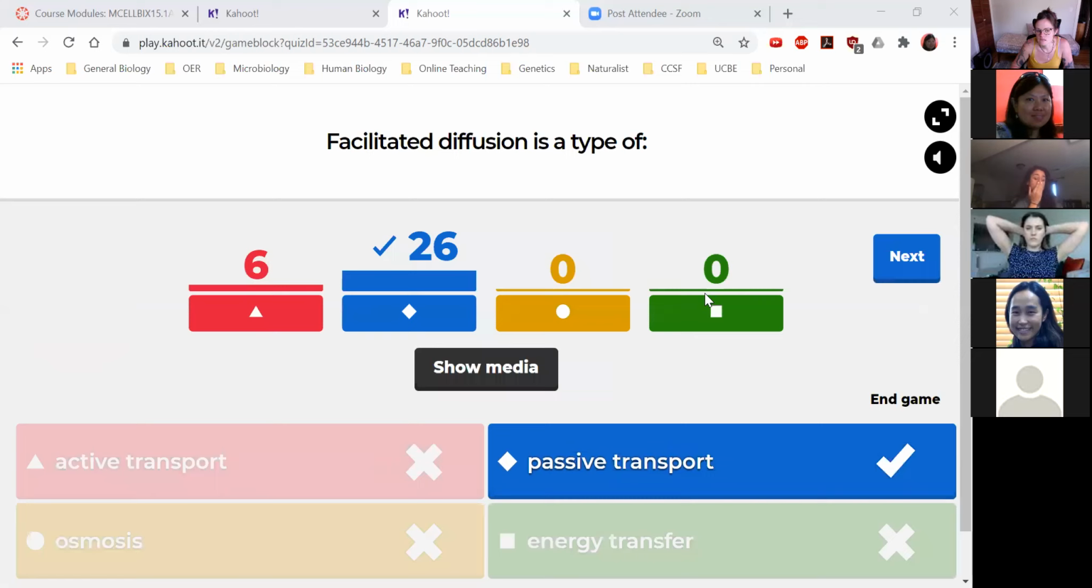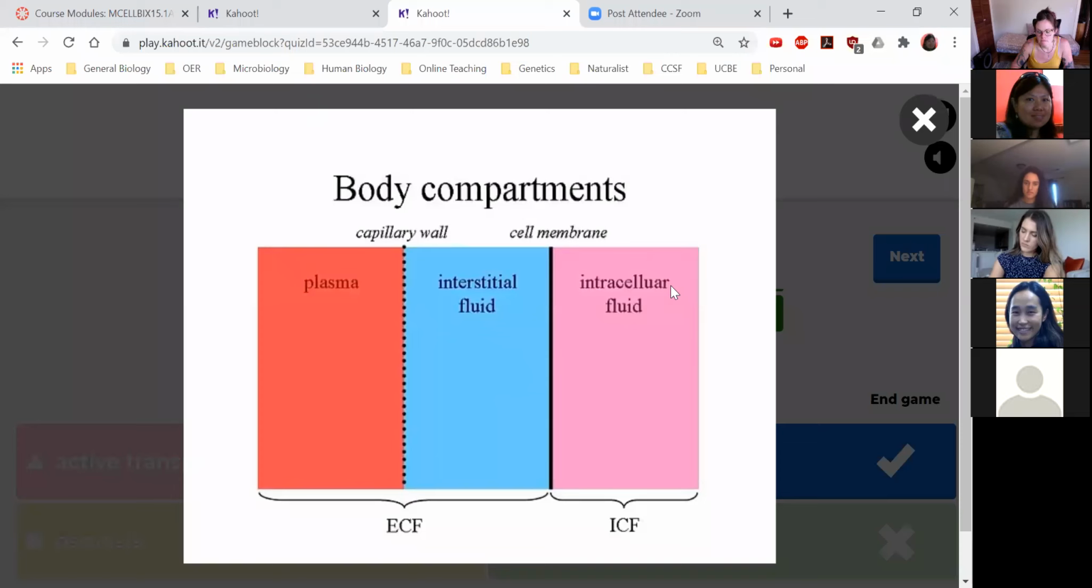Okay. All right. So we just talked about facilitated diffusion, and that includes things like aquaporins, for example. It is totally a passive transport because you don't need to put in energy. It literally goes from high concentration to low concentration. And so this goes back to one of the earlier questions.